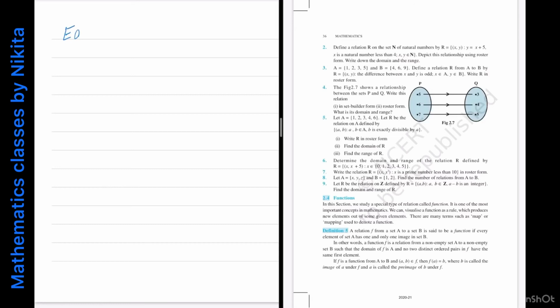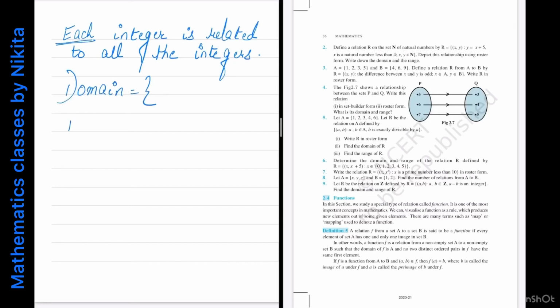Yes. So I will say that each integer is related to all the integers. Are you getting it? And from this statement itself, you can get the domain and the range. So domain is equal to the set of integers and range is equal to all the integers. So I will have all the integers in the range as well. So this is your question number 9.